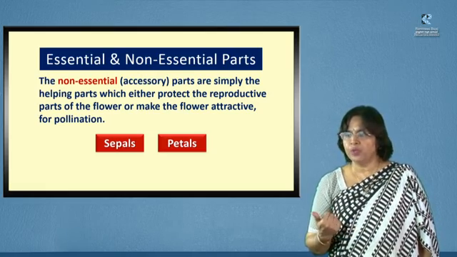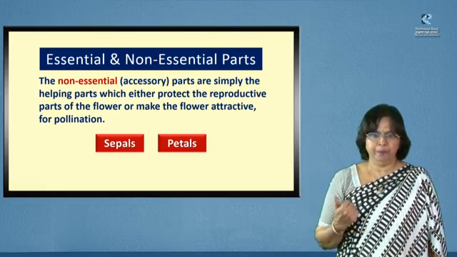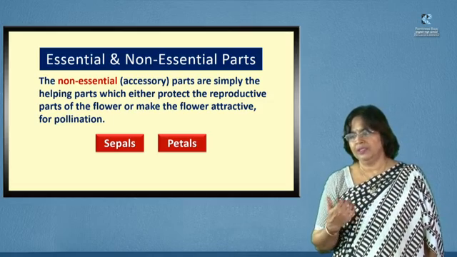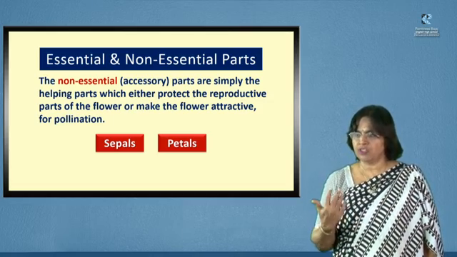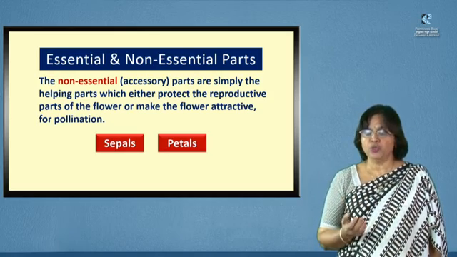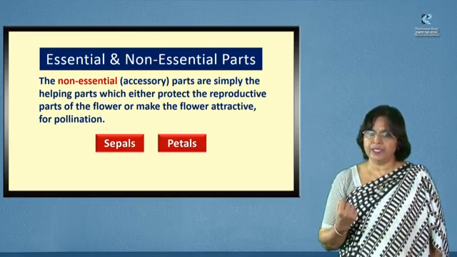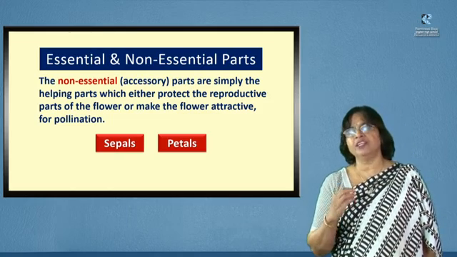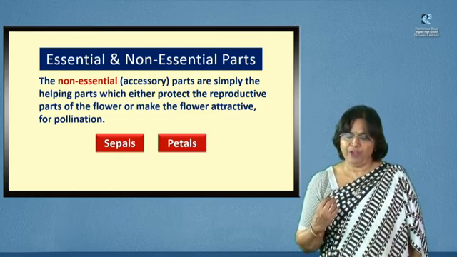The non-essential whorls of the flower are sepals and petals. The whorl of petals is called the corolla, and the whorl of sepals is called the calyx. These two, what is the helping thing they do? They protect the essential whorls of the flower.